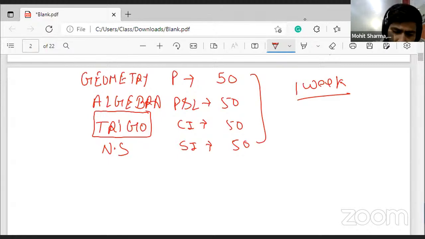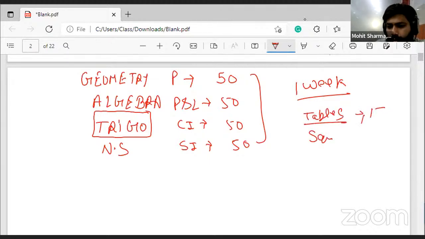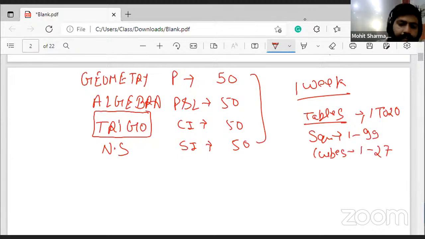And for speed, for speed, tables, squares: tables 1 to 20, squares 1 to 99, cubes 1 to 27, minimum requirement for calculation.